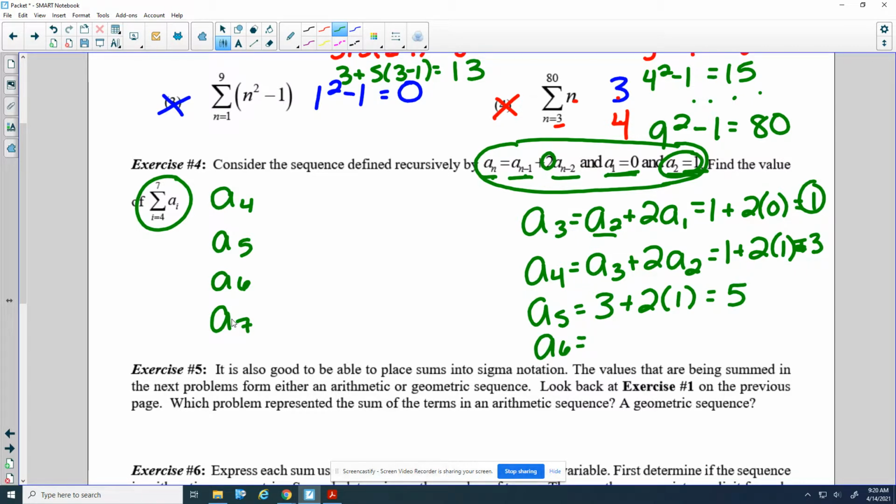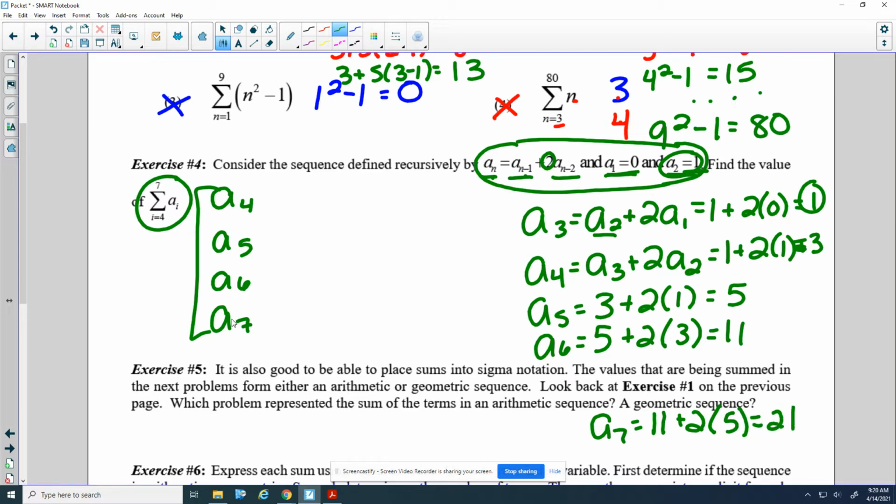A sub 6, I'm adding a sub 5 to 2 times a sub 4. So that's 5 plus 6 is 11. And then our last one we need to add up, right? If I look back over here, this is what we're adding up. To find a sub 7, which is going to have to move down into this question, I'm taking a sub 6 plus 2 times a sub 5. So that's 21.